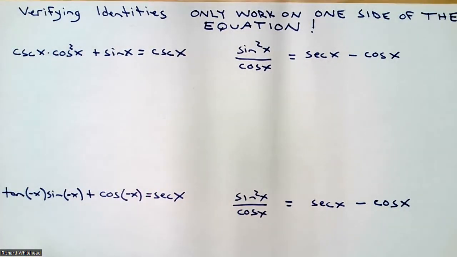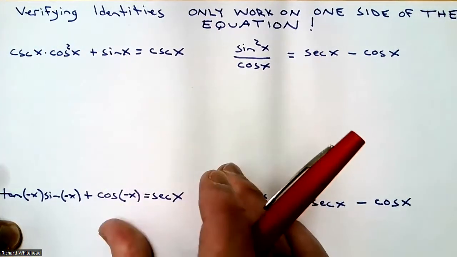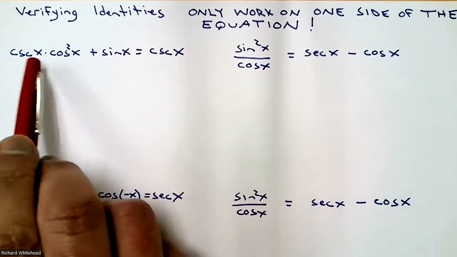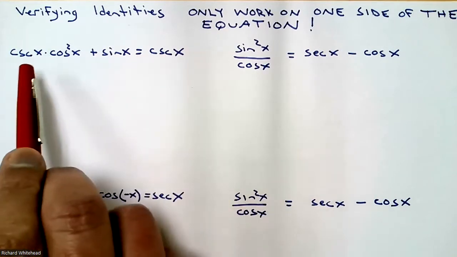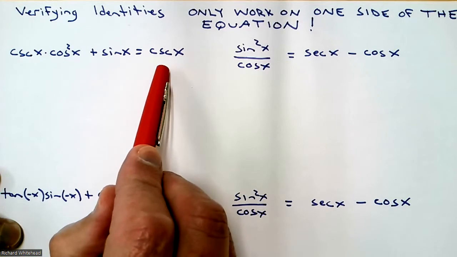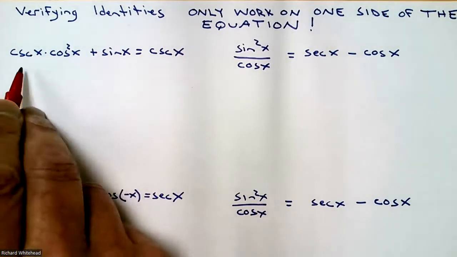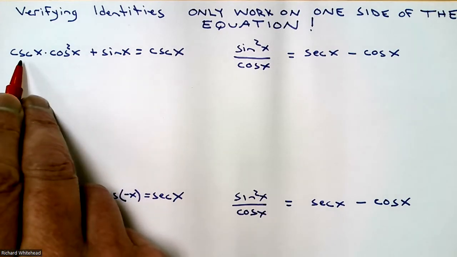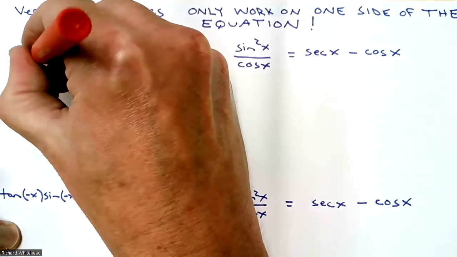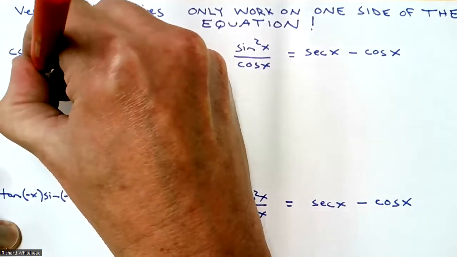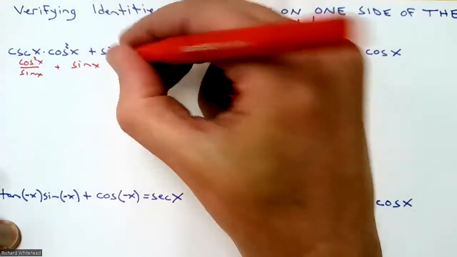Now, in most cases, you'd say something like this. I hate to use the word obvious, but I definitely want to take the more complicated side and make it equal to the simpler side. It's easier to take something complicated and simplify it a little bit. So if I'm looking at this, I'm going to say, I don't know what to do here. But I could say, well, cosecant would be the same as sine on the bottom.